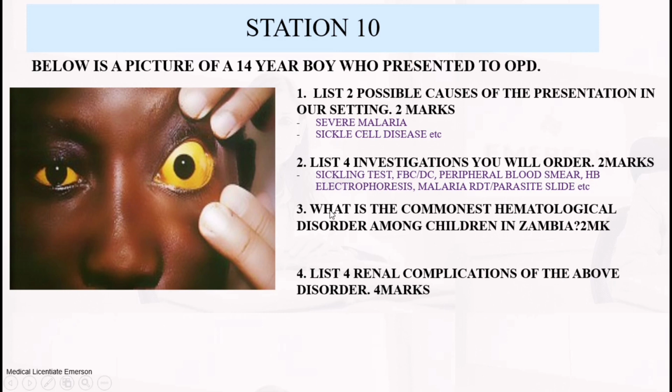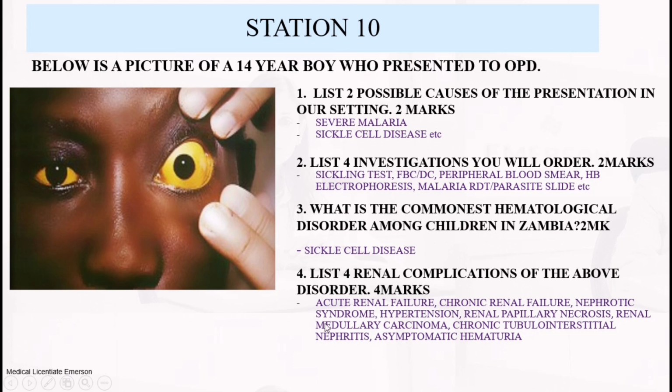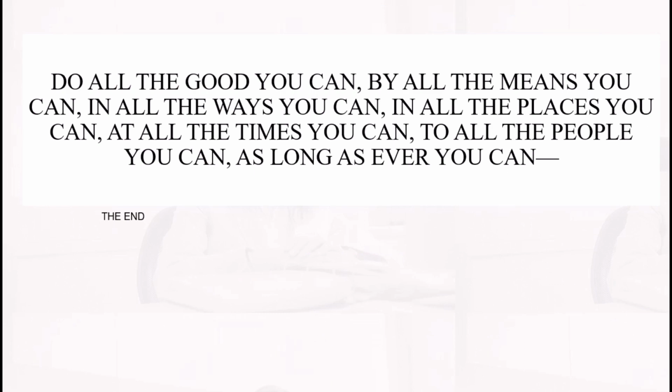Then question 3, what is the commonest hematological disorder among children in Zambia? The most likely hematological disorder is sickle cell disease. And then list 4 renal complications of the above disorder. Renal complications of SCD include acute renal failure, chronic renal failure, nephrotic syndrome, hypertension, renal papillary necrosis, renal medullary carcinoma, chronic tubulointerstitial nephritis. You can also have asymptomatic hematuria. These are some of the renal complications. Then we are done with the questions.